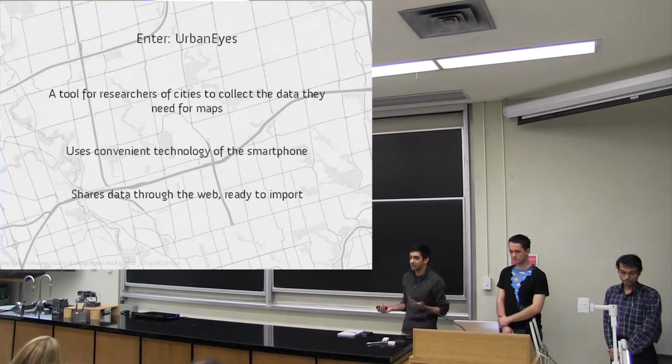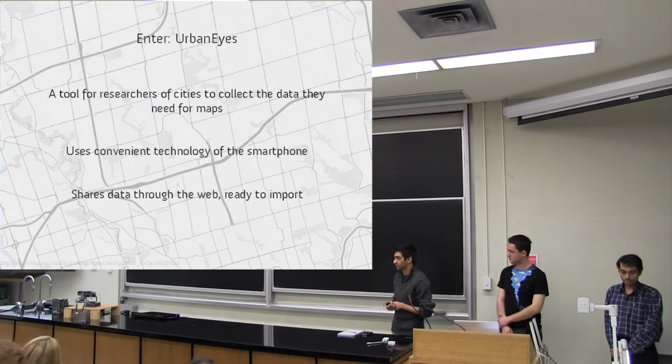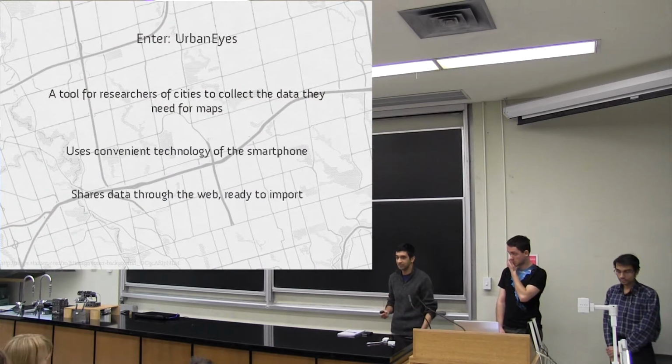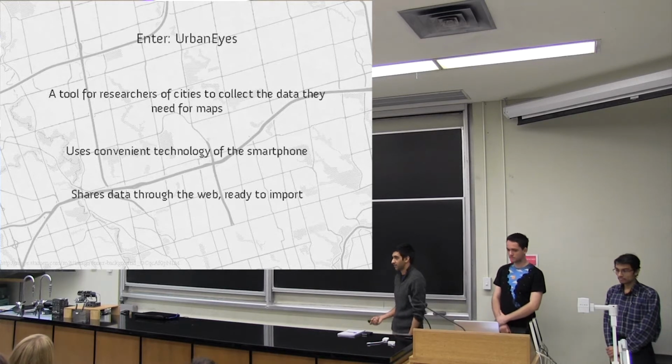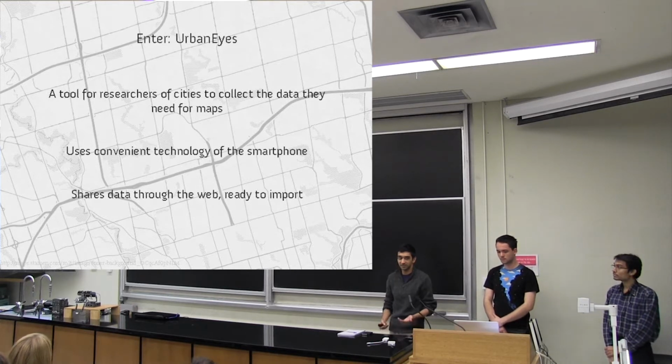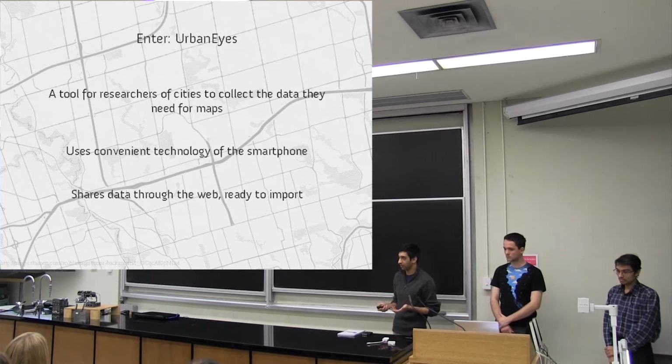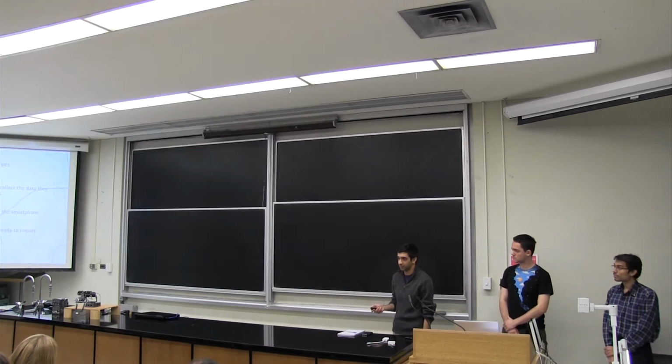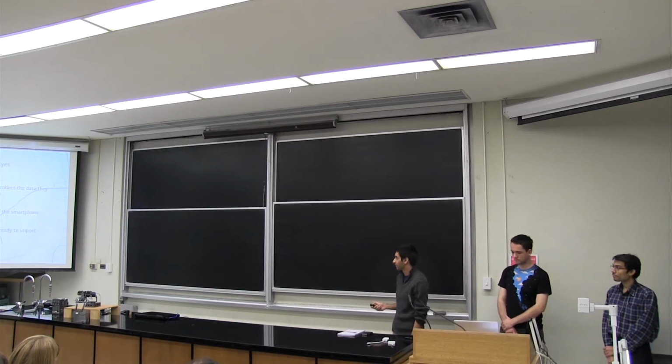So we think UrbanEyes is a solution to this. It's a tool for researchers of cities to collect the data that they need for maps. It uses the convenient technology of the smartphone, in particular GPS, barometer, and surveys, to collect that data, and then makes that data available online through a web application ready to import into mapping software.